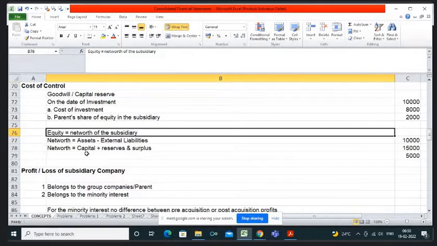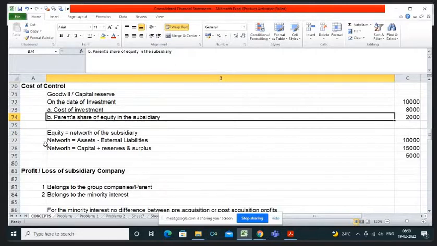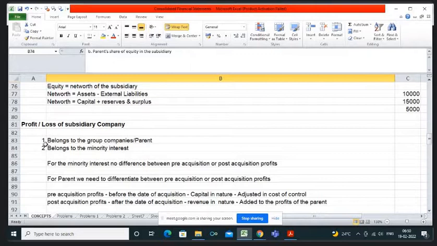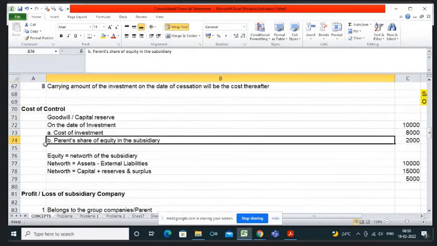Then you should know the parent's shareholding percentage. If you multiply the parent's holding of shares percentage into equity, you will get parent's share of equity. So up to this we have covered. So now we will start working out the problems.